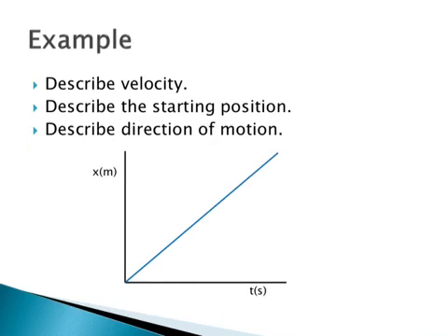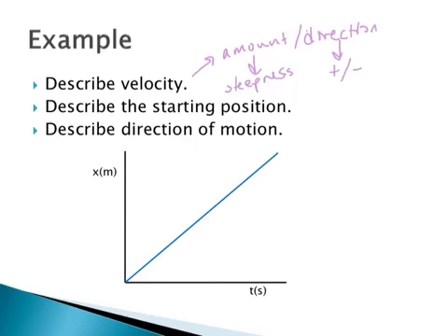First, if I were to ask you, looking at this graph of position versus time, to describe the velocity. What we want to talk about when describing velocity is the amount, or how fast it's going, and also the direction. Now, where do we get these two things? Well, the amount is the steepness of the slope. And direction is whether the slope is positive or negative.